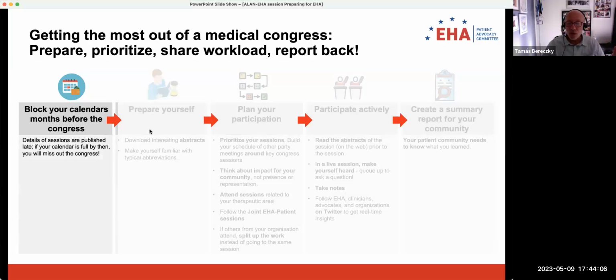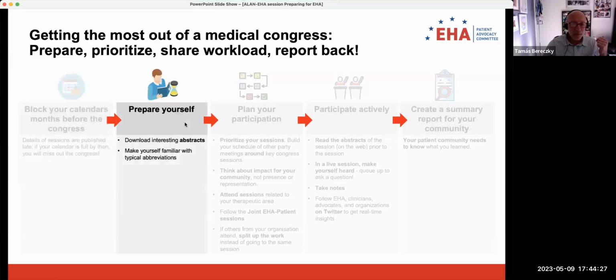report back. So if you haven't done so yet, then please block your calendars with the relevant sessions as soon as you can. You cannot do this months before anymore, because it's only a little more than a month to go until the Congress. But still, put stuff into your calendar so that you have a plan. As a next step, look at the most interesting abstracts, download them, read them, try to understand what the abbreviations are that are maybe new. Maybe you are not familiar with everything yet that is mentioned there.